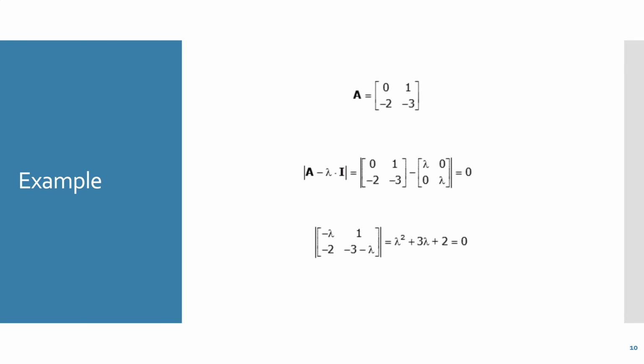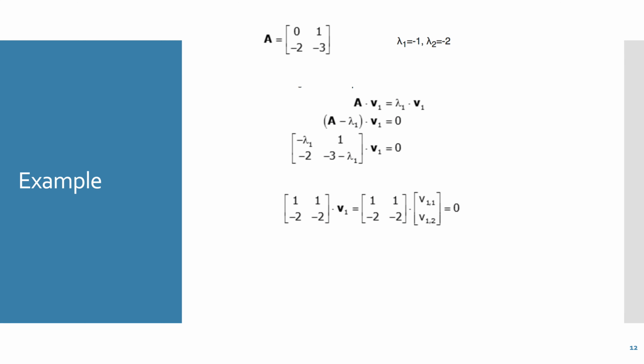Remember, the determinant of a 2x2 matrix is the diagonals multiplied together, and then the second diagonal is subtracted from the first. So we take this diagonal here, multiply these two elements together, and subtract these two diagonal elements multiplied together. This gives us a quadratic equation in terms of lambda. We can factor this or use the quadratic formula to find our two lambda values. Here we have lambda 1 equals negative 1 and lambda 2 equals negative 2.